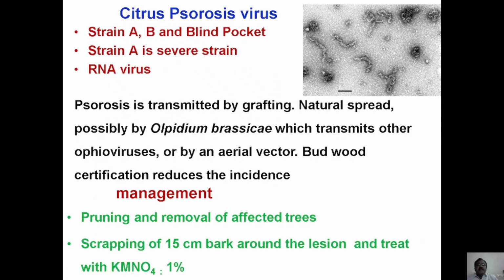There are different strains, that is A and B, and strain A is a severe strain. It is an RNA virus and gets transmitted by grafting or natural spread, possibly by Aleurodicus, and the other ophioviruses are also transmitting this citrus psorosis virus. Budwood certification helps in reducing the disease incidence. Prune out the affected area, which will be helpful in reducing the further spread, by scraping out affected barks and treating them with potassium permanganate at the rate of 1%, which will be helpful in reducing the incidence as well as reducing the further spread by reducing the inoculum potential.